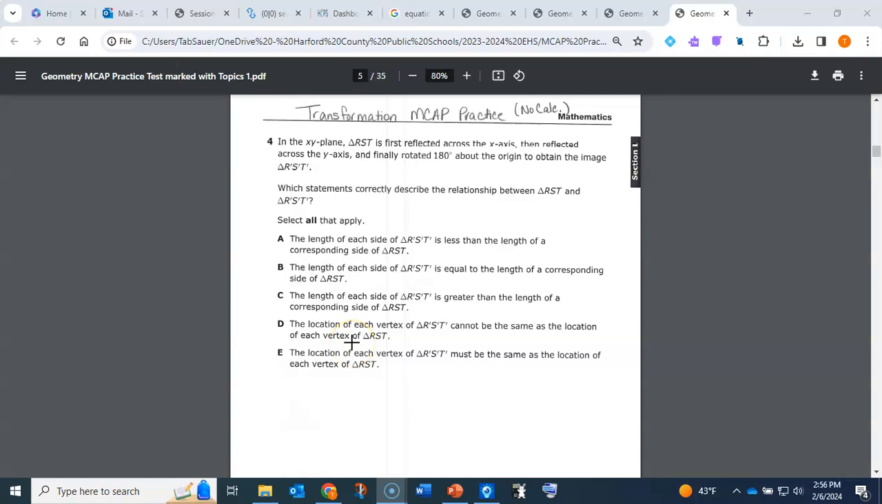All right, for number 4, it says, in the XY plane, triangle RST is first reflected across the x-axis and then reflected across the y-axis and finally rotated 180 degrees about the origin to obtain the image R prime, S prime, T prime. I'm a visual person. So if you think of this as your X and this is your Y, if I have triangle RST down here, if I reflect it across the x-axis, it would look something like that. And then if I reflect it across the y-axis, it would look something like that. And then to rotate it 180 degrees would actually take us right back to our original position.